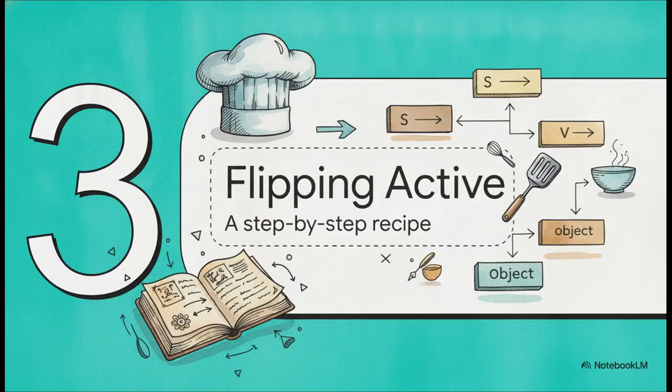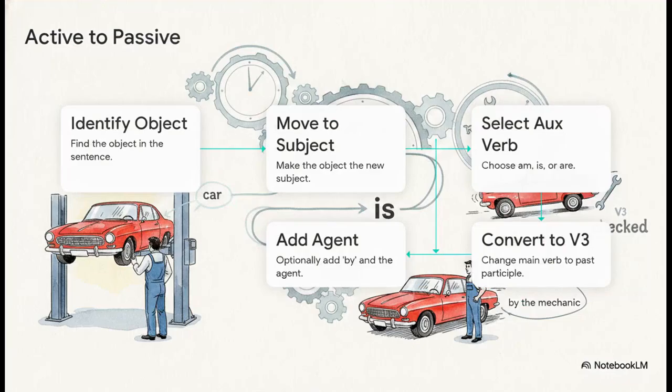Let's jump into Section 3, flipping active to passive. We've got a really simple step-by-step recipe for you here. Okay, let's start with a singular subject. Picture the active sentence, the mechanic checks the car. Step 1, identify the object. That's the car. Step 2, move that object to the subject position, right up front. Step 3, select your auxiliary verb. Since car is singular, we select is.